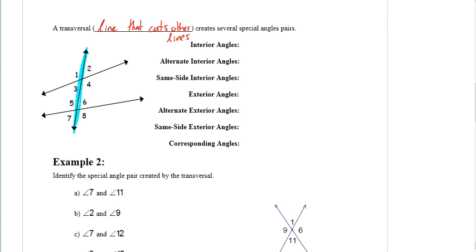Interior angles, the first ones. Okay, for interior and exterior, you always go based off of those two lines that are running from left to right. So your two horizontal lines. Interior angles are anything inside it. So your interior angles in this case are going to be 3, 4, 5, and 6 because they are all inside those two parallel lines.